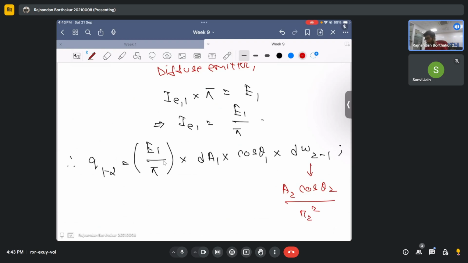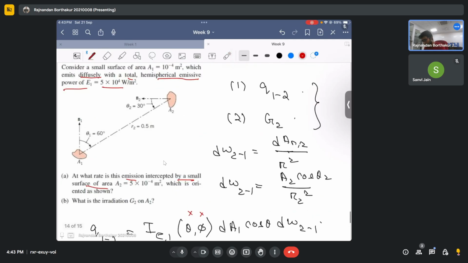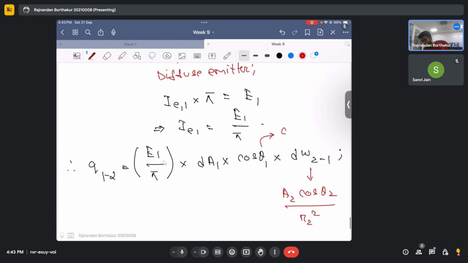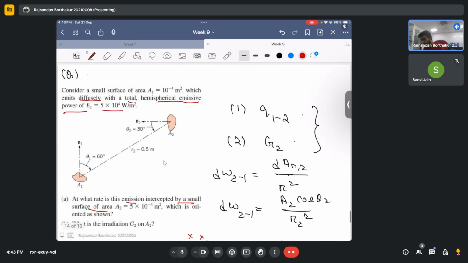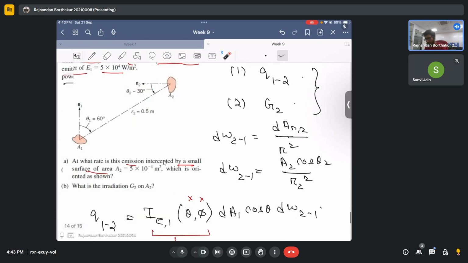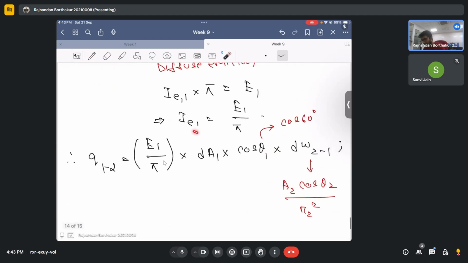Everything is known in this part. And cos theta 1 is also known, because your theta 1 is 60 degrees, so this just becomes cos of 60 degrees. And your dA1 is also known, because your dA1 is just A1 itself, which is 10 to the power minus 4 meters squared, which means you know everything of this. Can you tell me what this E1 is? How to calculate this E1?